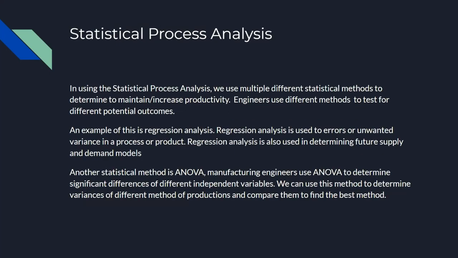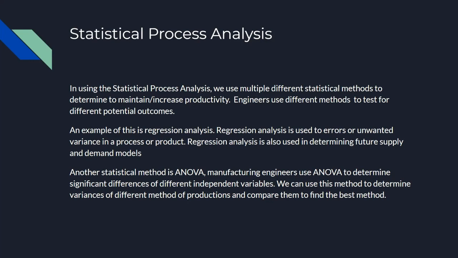Now, statistical process analysis. In statistical process analysis, we use multiple different methods. These basically are used to do different processes of manufacturing. An example of this is regression analysis. We can use regression analysis to determine errors or unwanted variations inside of our product. We also use it to do future supply and demand curves, so we can determine how much will the business grow? How much processing power will we need in the future?